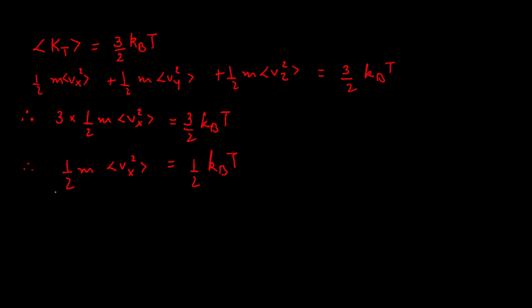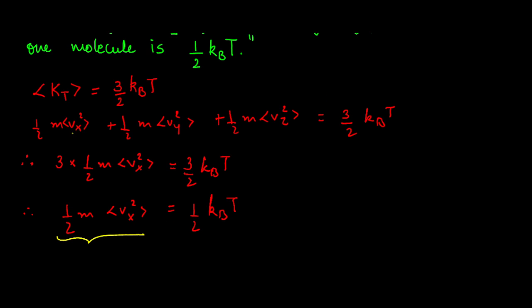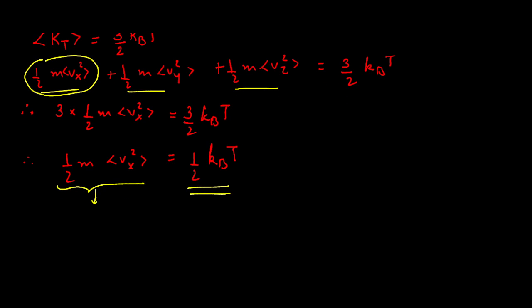It means that for this particular term, this term, this term, this term. So one particular term, how much is its value? We have got that one particular term's value is half kbt. So this is for only 1 degree of freedom, isn't it? Which 1 degree of freedom?